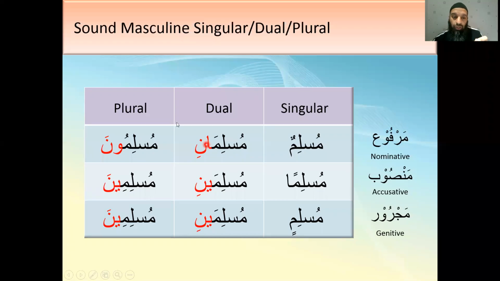Let's go on to plural. Plural is three or more. Whenever you stick a waw and a noon on, it becomes plural. So muslimuna is marfu plural. How would you say kafir, but many kafirs in marfu? Kafiruna. Exactly. Kafiruna.